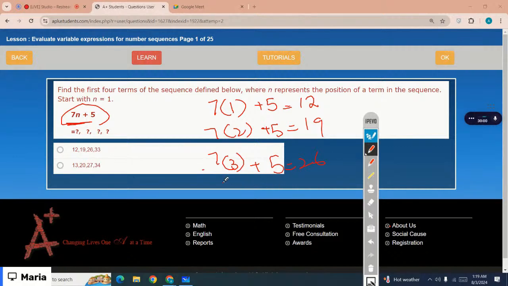And then for the fourth value, replace n by 4. 7 times 4 is 28, and 28 plus 5 is 33. So the correct option is the one that is 12, 19, 26, and 33. Got it?